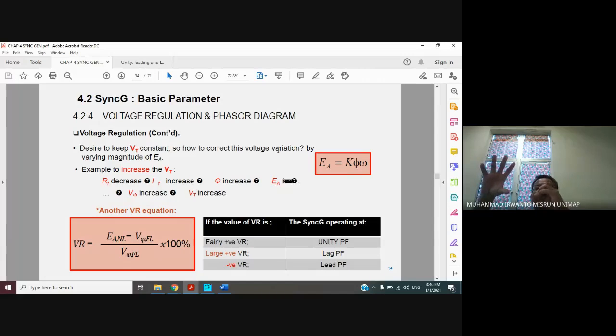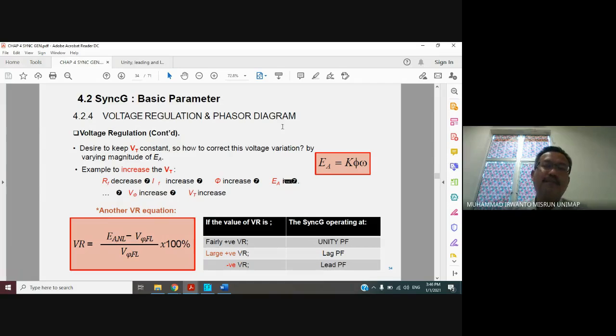This kind of condition we do not want. We must maintain it at 13 kV. Now, how do we maintain it? How do we keep the terminal voltage constant? This one, the field voltage or field current. Current should be injected into the rotor winding. This is the condition for stable voltage.